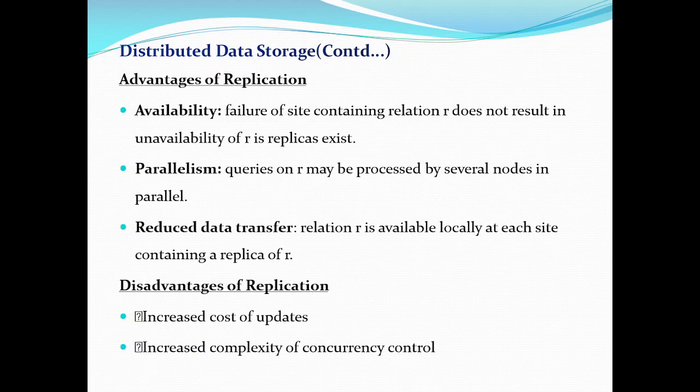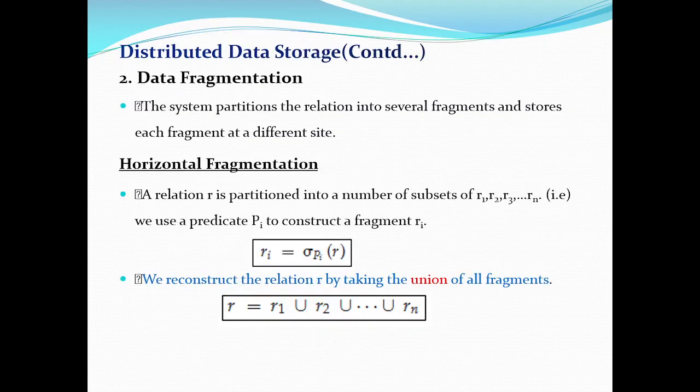Advantages of replication. Availability: failure of a site containing relation R does not result in unavailability of R as replicas exist. Parallelism: queries on R may be processed by several nodes in parallel. Reduced data transfer: relation R is available locally at each site containing a replica of R. The disadvantage of replication is increased cost of updates and increased complexity of concurrency control.